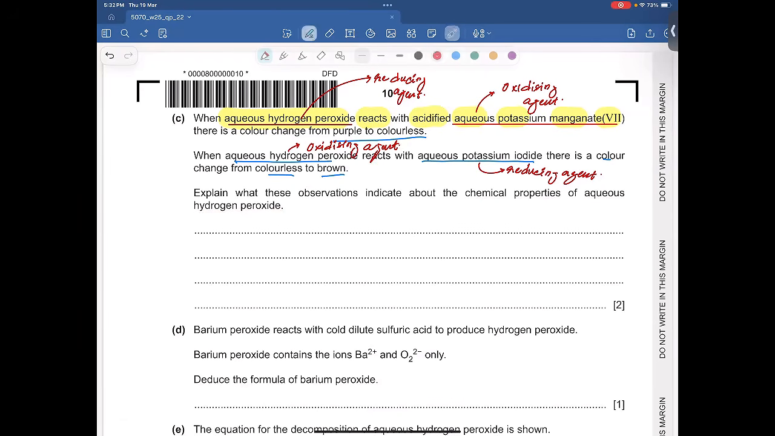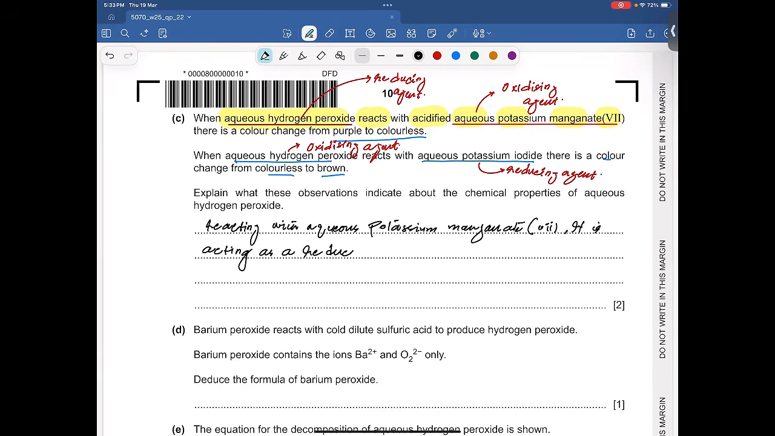That's very easy. Reacting with aqueous potassium manganate(VII), it is acting as a reducing agent while reacting with potassium iodide.